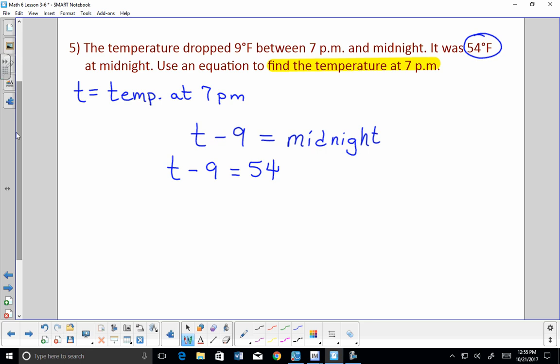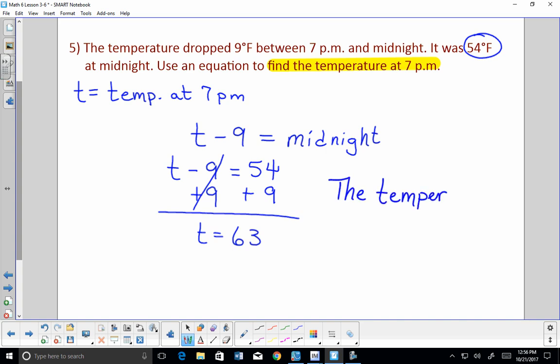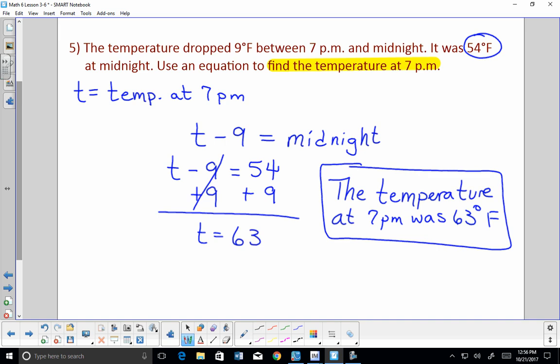So, in order to solve this, to get the temperature by itself, I will add 9 to both sides. These will cancel, so T will equal 63. And what was I looking for? The temperature at 7 p.m. So the temperature at 7 p.m. was 63 degrees Fahrenheit. So there we have our solution.